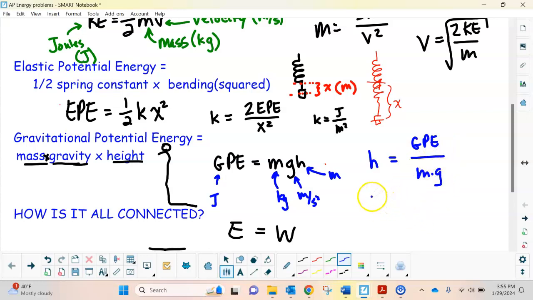If you want to figure out the mass, then that would have to be GPE over gravity times height. Okay?